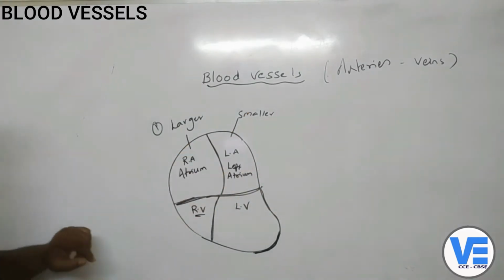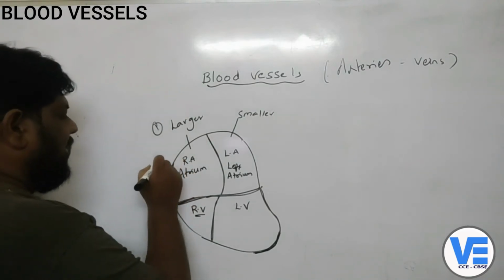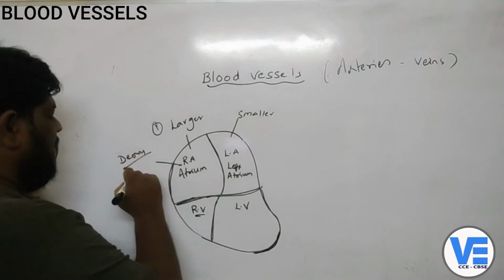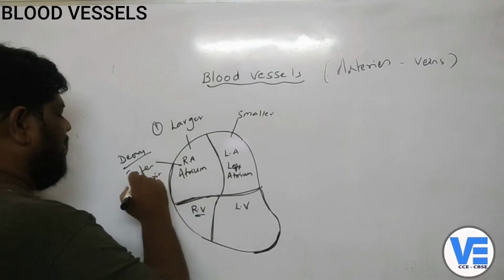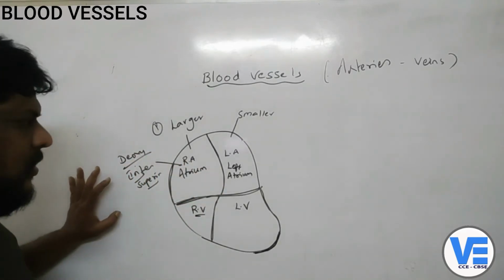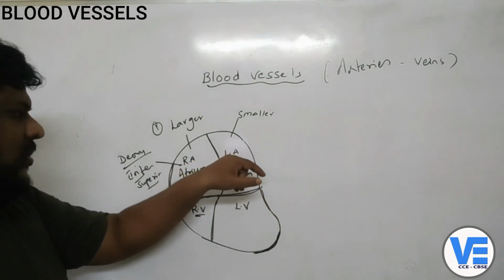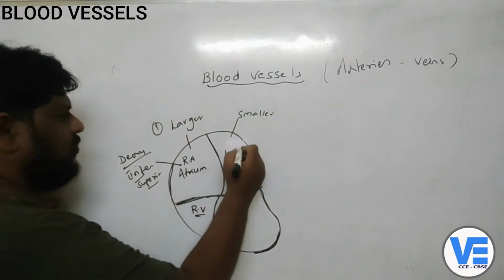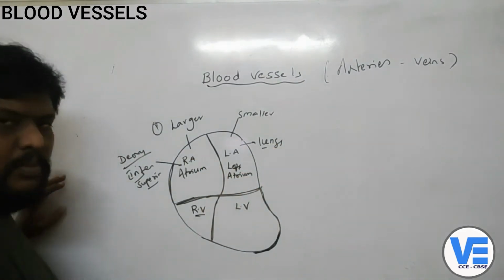Second thing is that this is big because it has to receive the deoxygenated blood from the inferior vena cava and also the superior vena cava, and that's the reason why the space in this right atrium is a bit bigger when you compare to the left atrium. Okay, because this left atrium receives the blood only from the lungs, that's why this is a bit small.